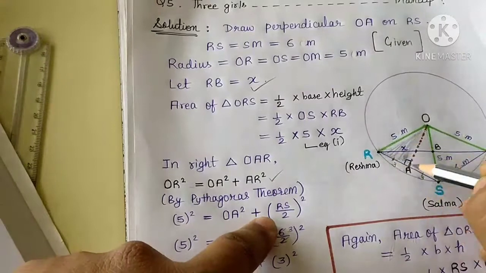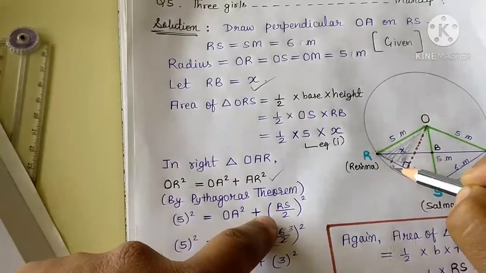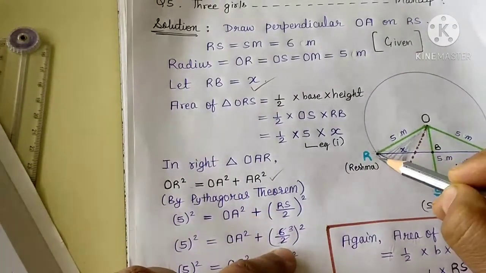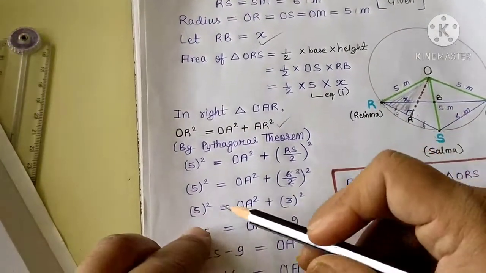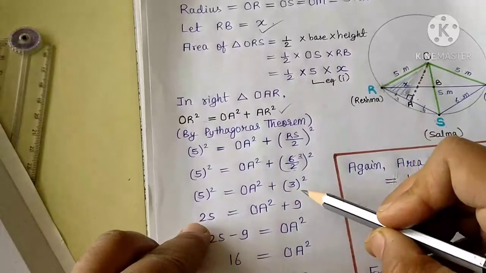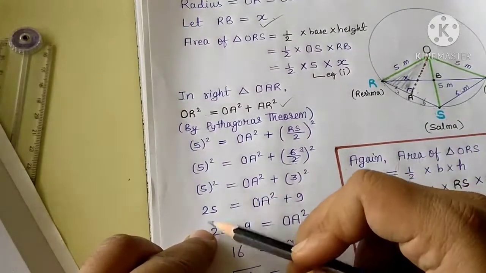In place of AR, what am I writing? RS divided by 2. RS is how much? 6 divided by 2 means 3. So it becomes 3 square. So 5 square equals OA square plus 3 square. 3 3s are 9, 5 5s are 25.